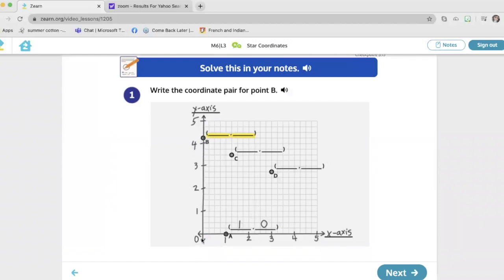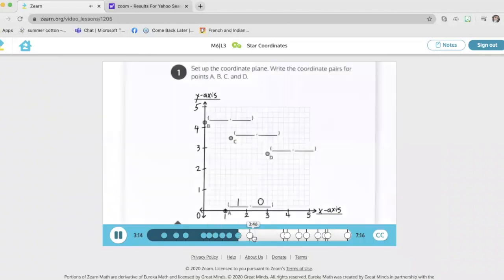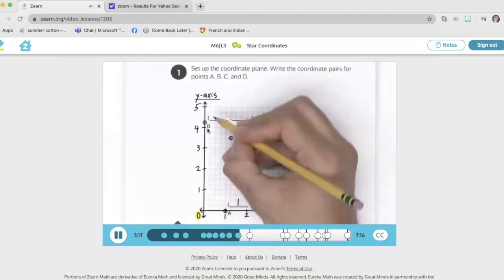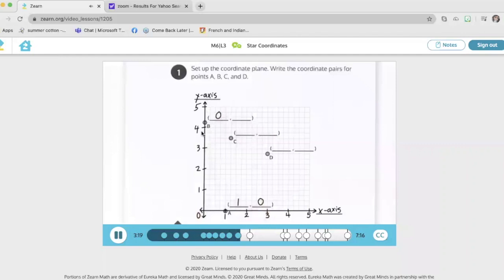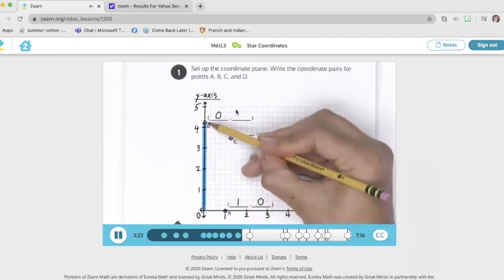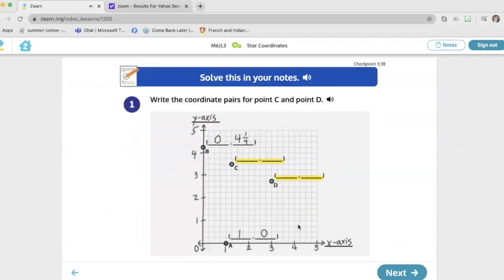Then it says B. Well, I know that if I'm on my y-axis and it's on the line, it's going to start with 0, and I'm going to have to go up, looks like 4 1/4. So 0, 4 1/4. Point B has an x coordinate of 0 because it intersects the y-axis at 4 1/4 units from the origin. Okay, so we've got that.